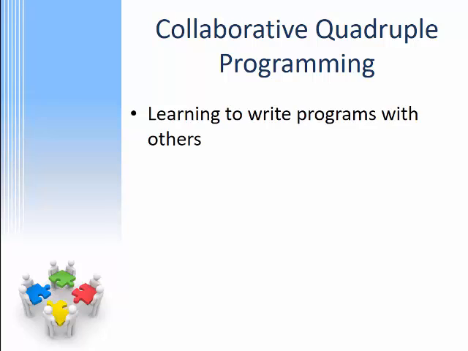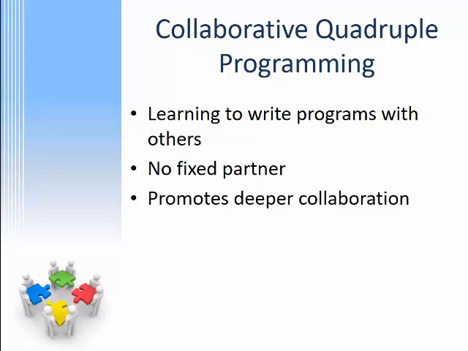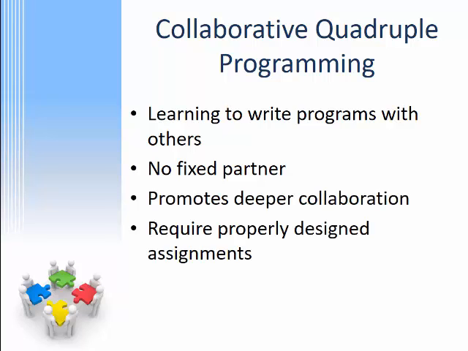Hence, the collaborative quadruple programming model aims to promote among students the learning to write programs with others. One very good feature of the model is that it promotes interaction and collaboration with several peers. However, it has to be applied with properly designed assignments which are actually designed to promote collaboration and are not mere subtask collections.